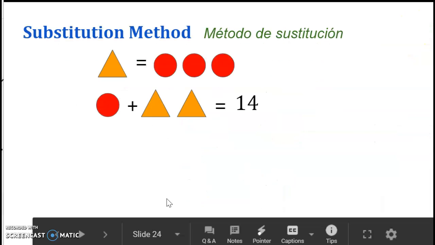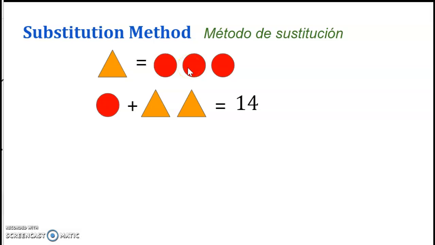Okay, then let's move on to the substitution method. Remember our triangles and circles that we covered last lesson?